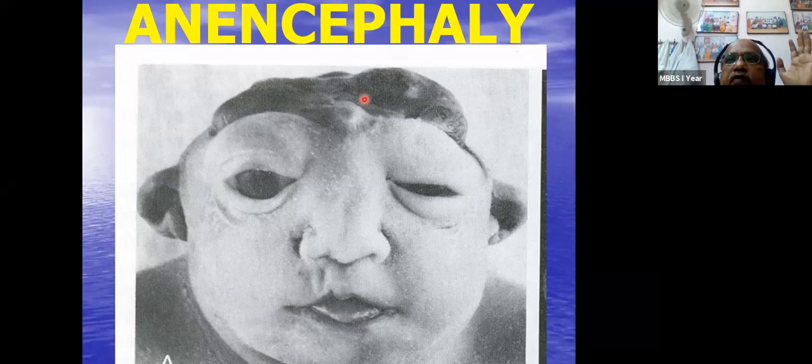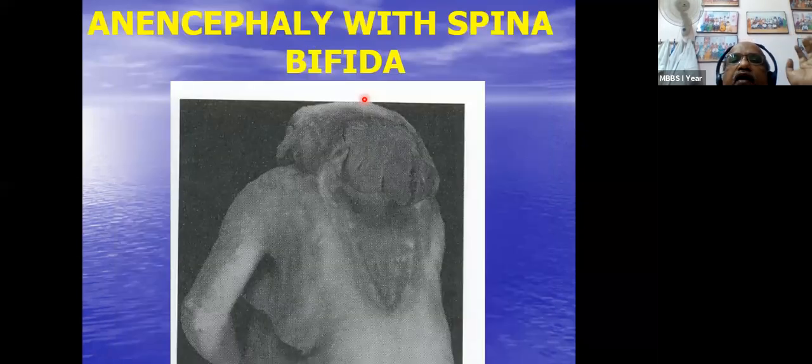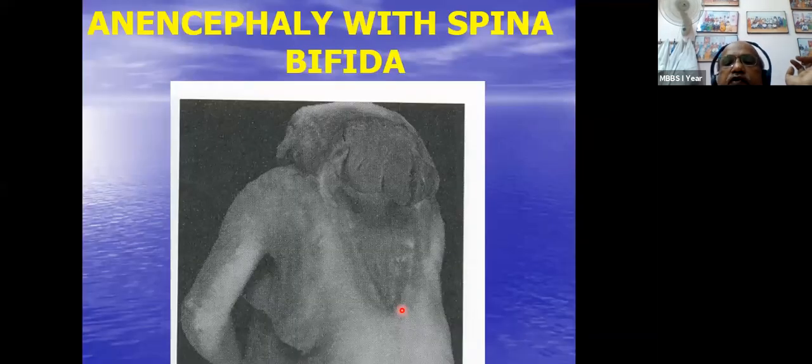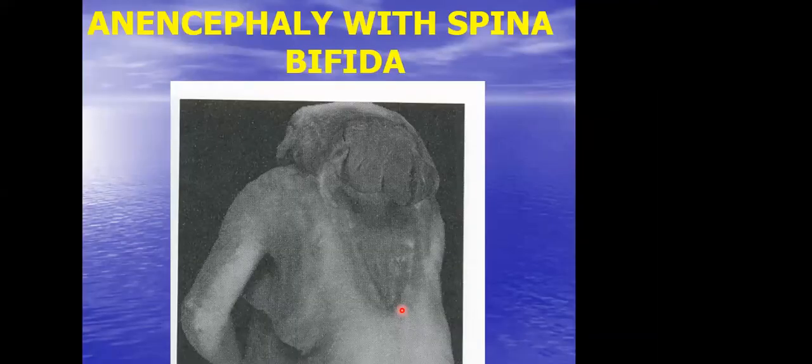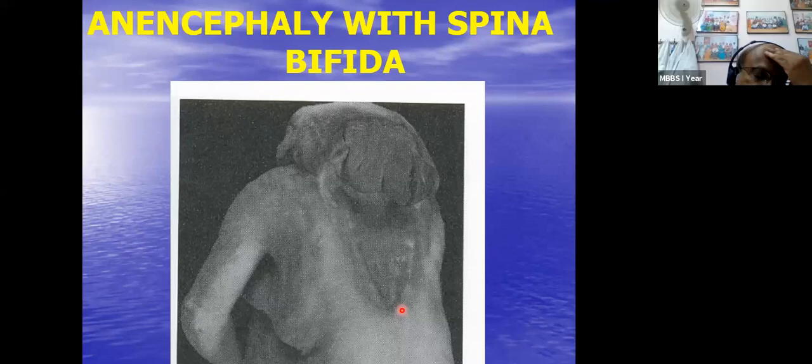So in our museum, we have this specimen. An anencephaly specimen is there, a fetus is there. Please go and see. So this is anencephaly with spina bifida. Anencephaly with spina bifida in the cervical and thoracic region. So these are the few things you should know about spina bifida or neural tube defect.